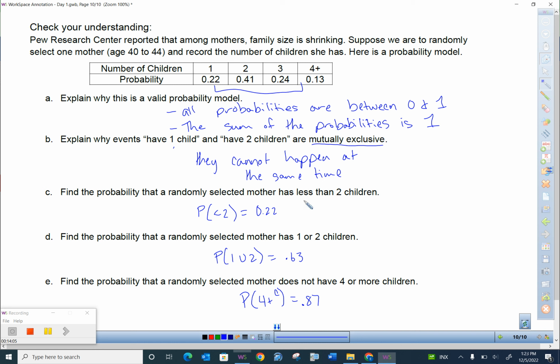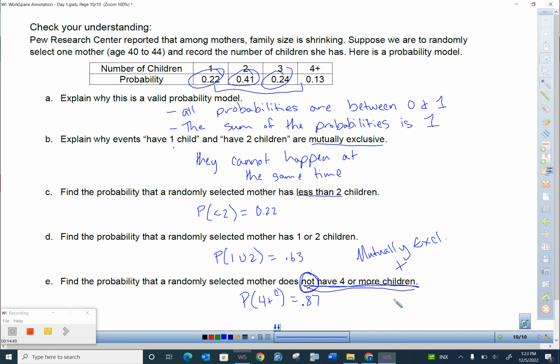Find the probability that less than 2. Less than 2 does not include 2, so it's just the probability of 1. Okay, that first one. Okay, 1 or 2, because these are mutually exclusive, we can just add. I want you to add this. We cannot do this if they're not mutually exclusive. That's what we talk about next time. And then this one does not have 4 or more children. This is how you're going to see complements, is this not. Okay, but you may have just added these 3 up, and that's valid.